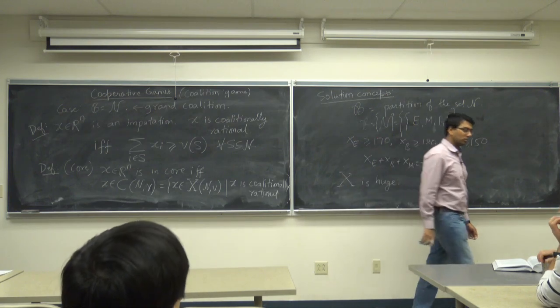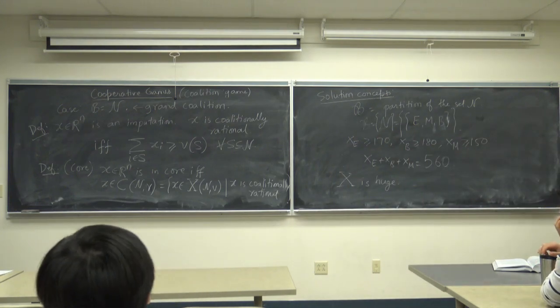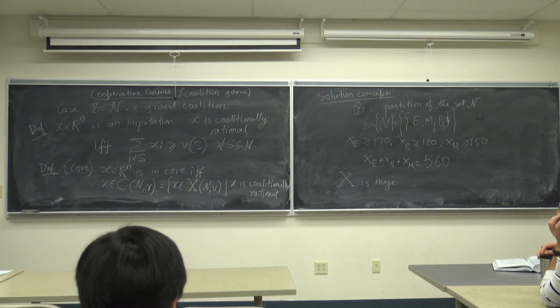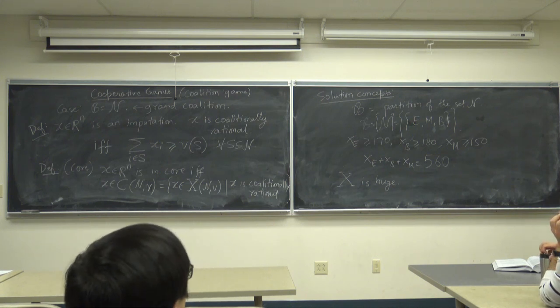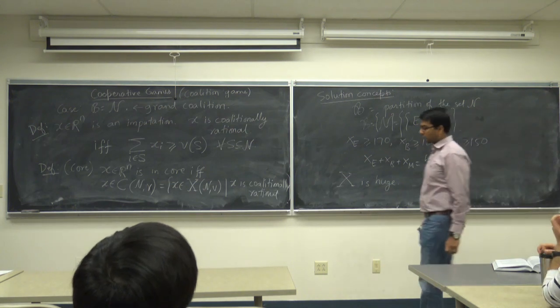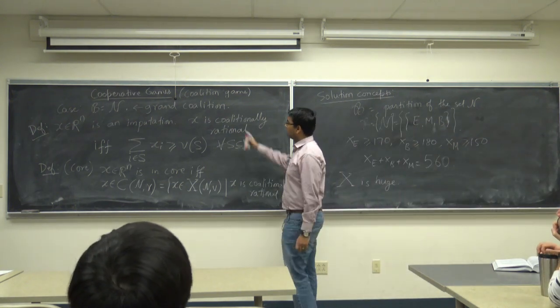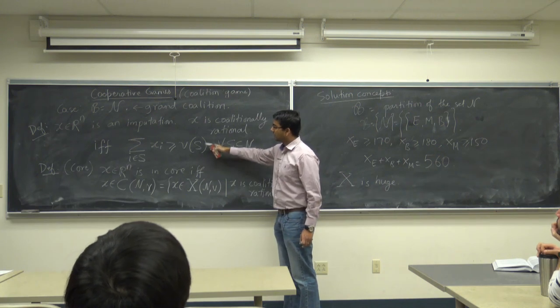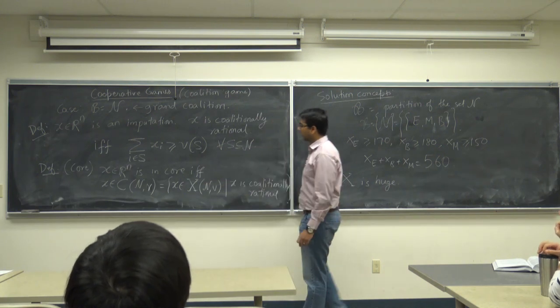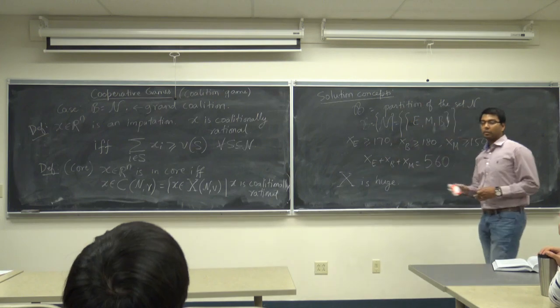So how do we know whether a grand coalition will be formed or not? If a grand coalition is formed, it means that there should be a payment which satisfies all the conditions, all the equality and inequality conditions.